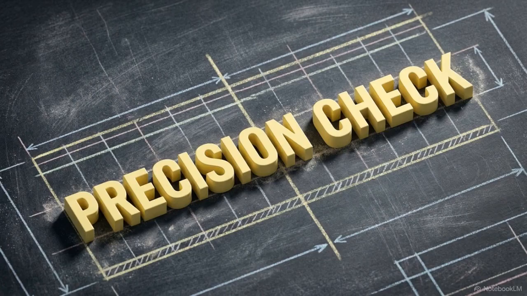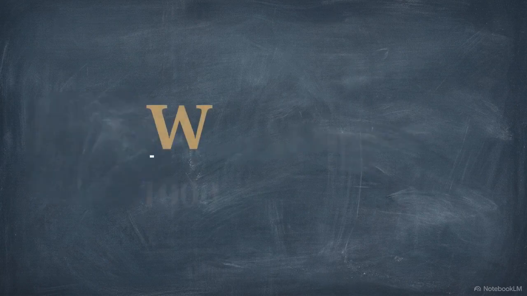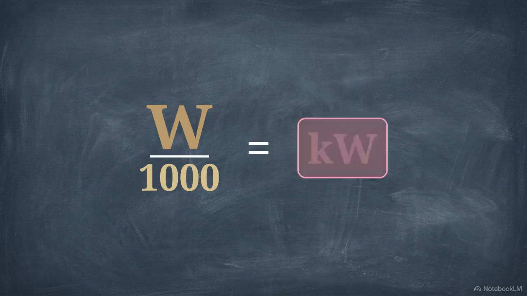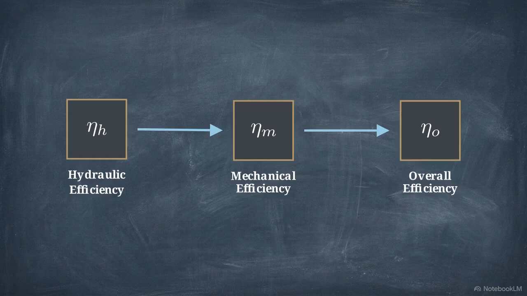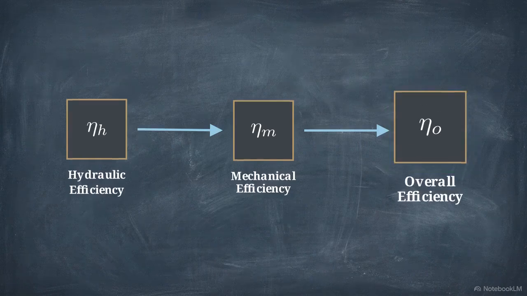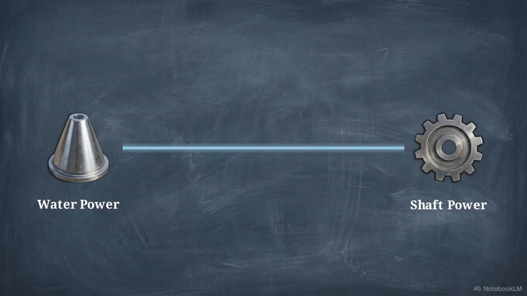Watch the units. A correct velocity triangle won't yield the right answer if the rotational speed isn't converted from RPM into radians per second, or if the final watts aren't divided by 1,000 to get kilowatts. The final calculation targets overall efficiency. This verifies the entire chain of energy transfer, from the water power at the nozzle inlet all the way to the mechanical shaft power driving the generator.